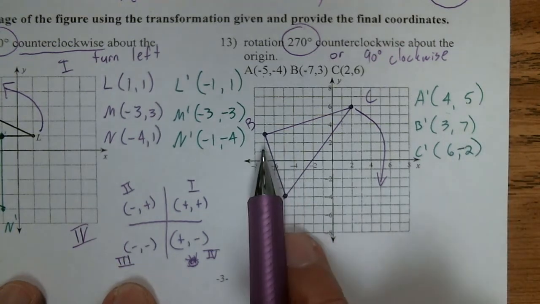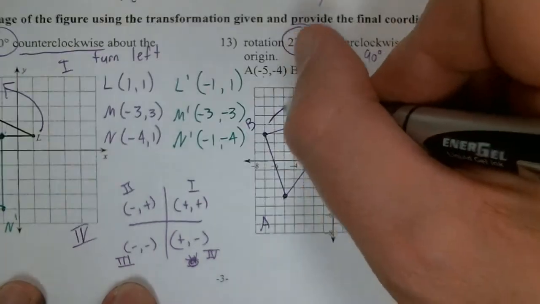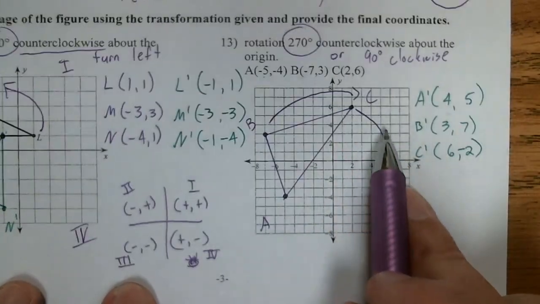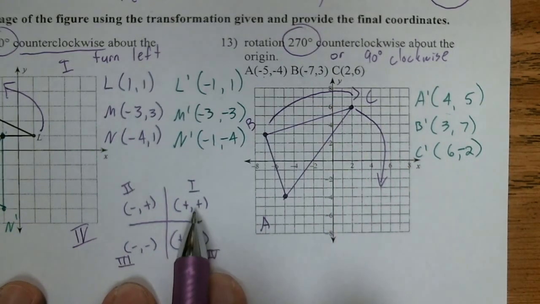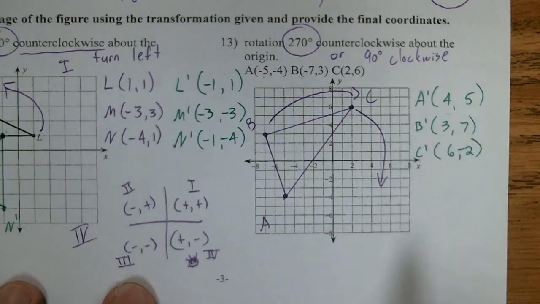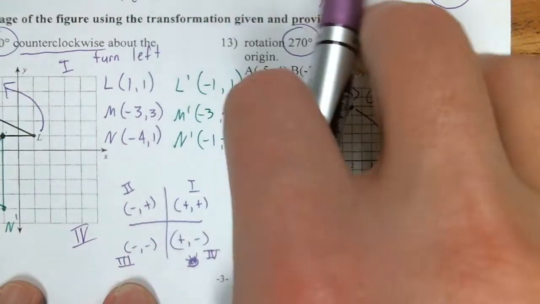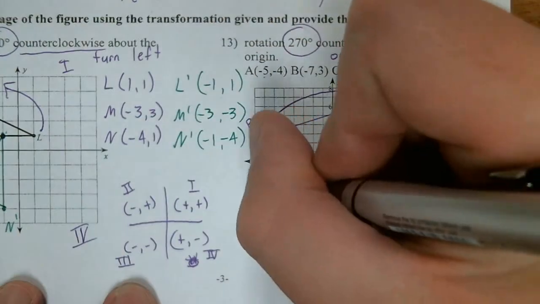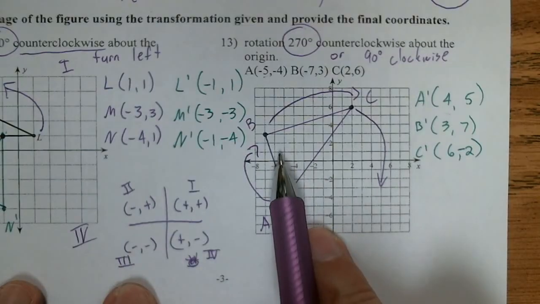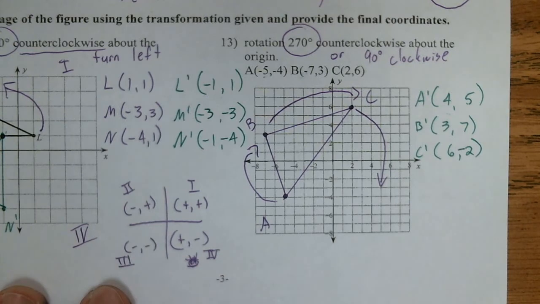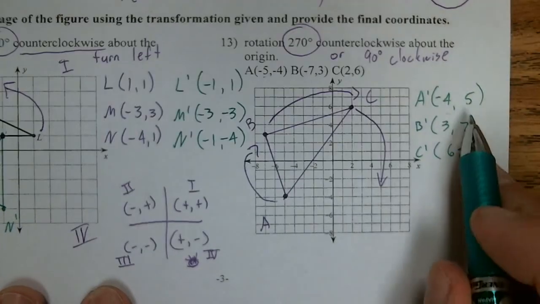Okay. I'm turning B to the right. Okay. So B will be in quadrant 1. Everything in quadrant 1 is positive, positive. So just leave it. A, we're going to go one click, one quadrant to the right. So that's going to put A in quadrant number 2. Everything in quadrant 2 is negative, positive. So negative 4, positive 5.